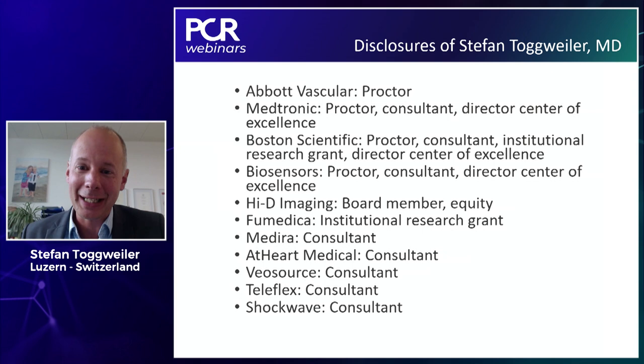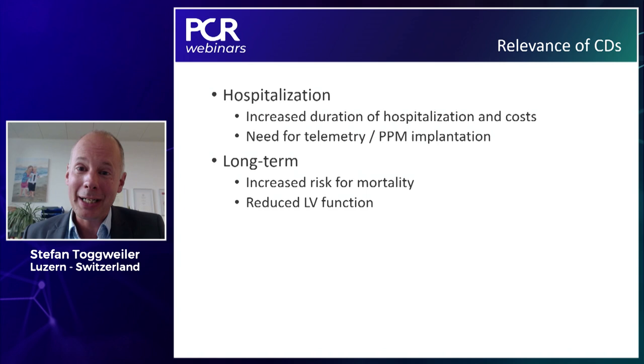So if we look at the impact, I think we can look at the impact on hospitalization, so the immediate impact. We will see that conduction disorders and new permanent pacemakers do increase the duration of hospitalization. They also increase costs. I will show you some data from Luzern. And of course, then we have to look after the patients. If they have a new left bundle branch block, they may need telemetry. The question is how long, of course. And finally, they may need a pacer implantation if you have a high degree AV block.